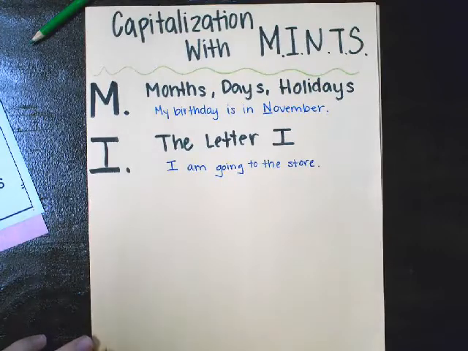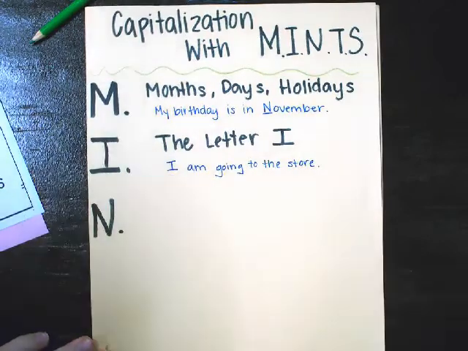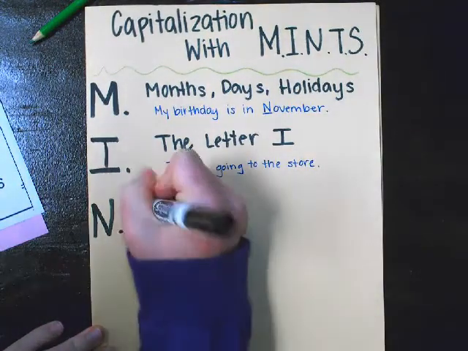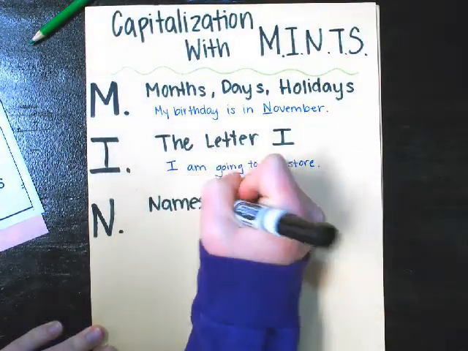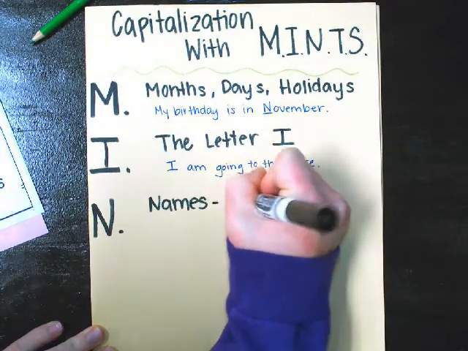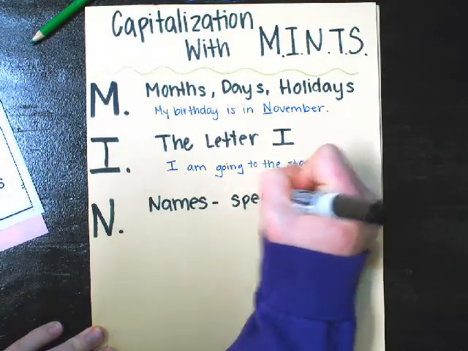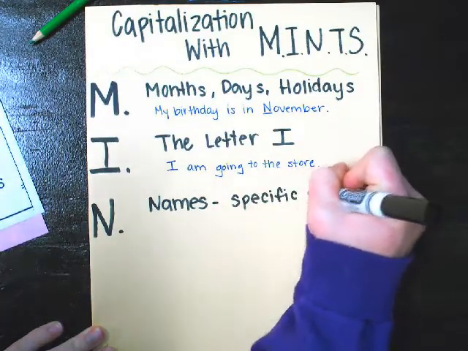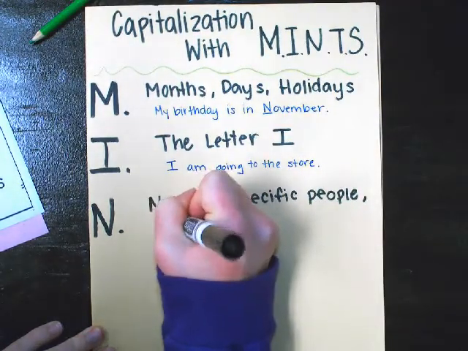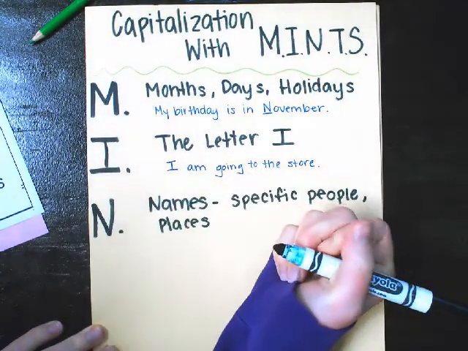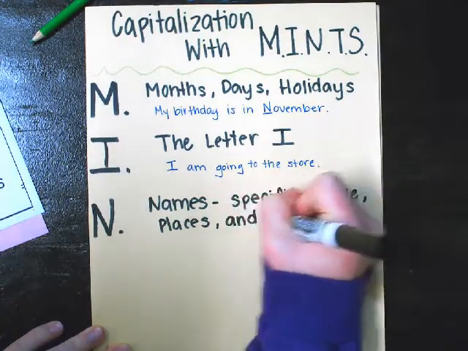And the next thing we capitalize are names, because your name and other people's names are super important. So I'm going to put names. Little hyphen, and these are specific people, like doctors, police officers, specific people, places, like Farmersville, Texas would be capitalized, and things.